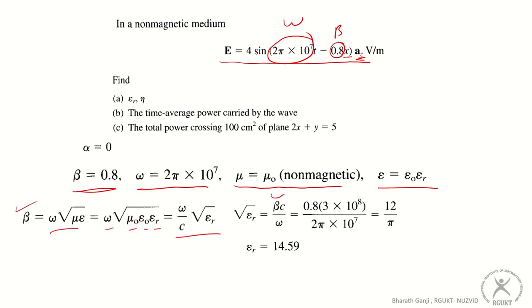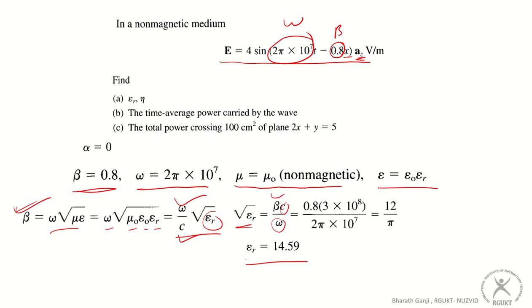And 1 by square root of mu naught epsilon naught can be written as c, and you have omega. So from here you can calculate epsilon r. You get the value of epsilon r as 14.59. Okay, so you have beta in this equation, you know omega, you know c, you need to calculate this epsilon r. So it is simple, direct answer.